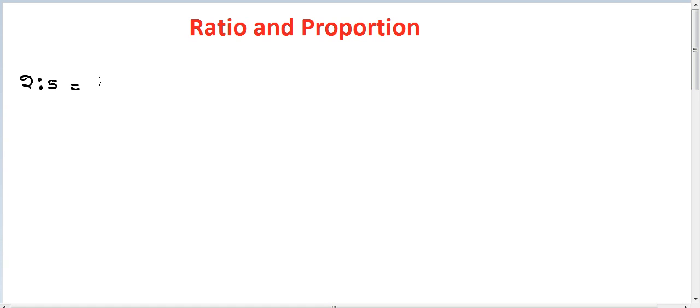2:5 equals 2/5 equals 8/20. How? 2 4s are 8, 2 5s are 10, 4 5s are 20. So 2/5 equals 8/20. We write it like this also.